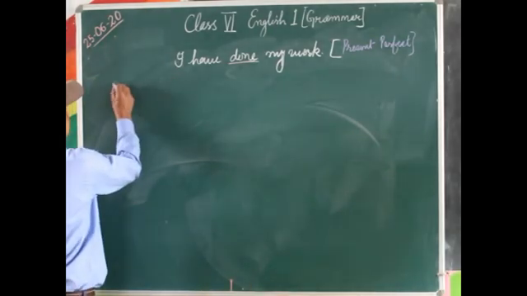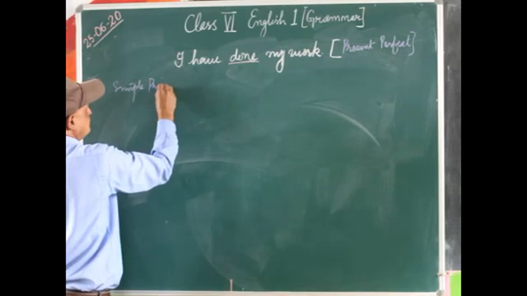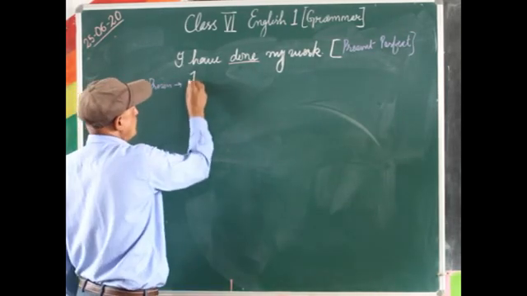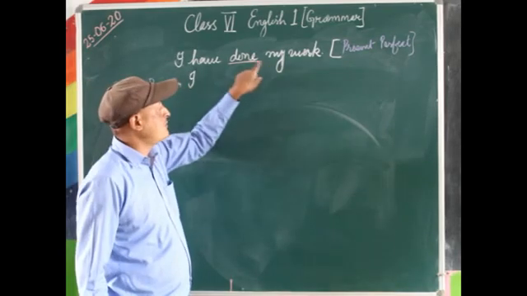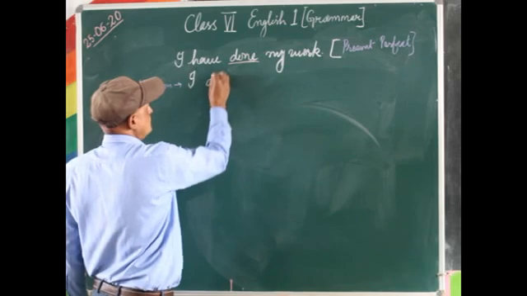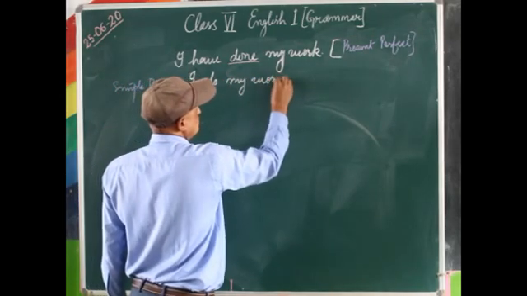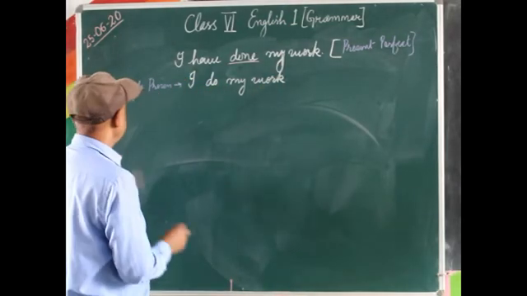Now, let us transform, change them into other forms. We'll take a simple present. We have the same thing. I. Simple present is the root form of the verb. What is the root form of done? Do. I do my work. Understood? Next one.